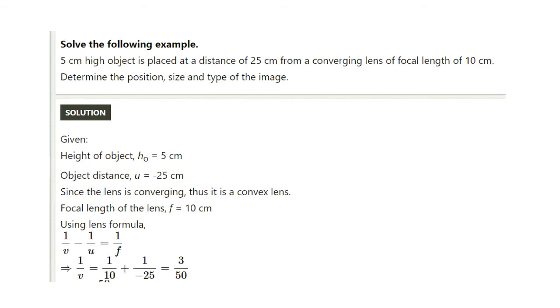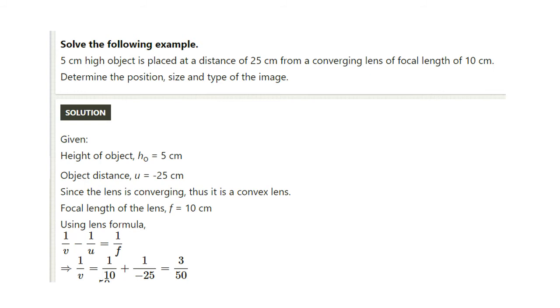Next sum. A 5 centimeter high object is placed at a distance of 25 centimeter from a converging lens of focal length 10 centimeter. Determine the position, size and type of the image. Now first we have to see what is given to us. Converging lens means convex lens.